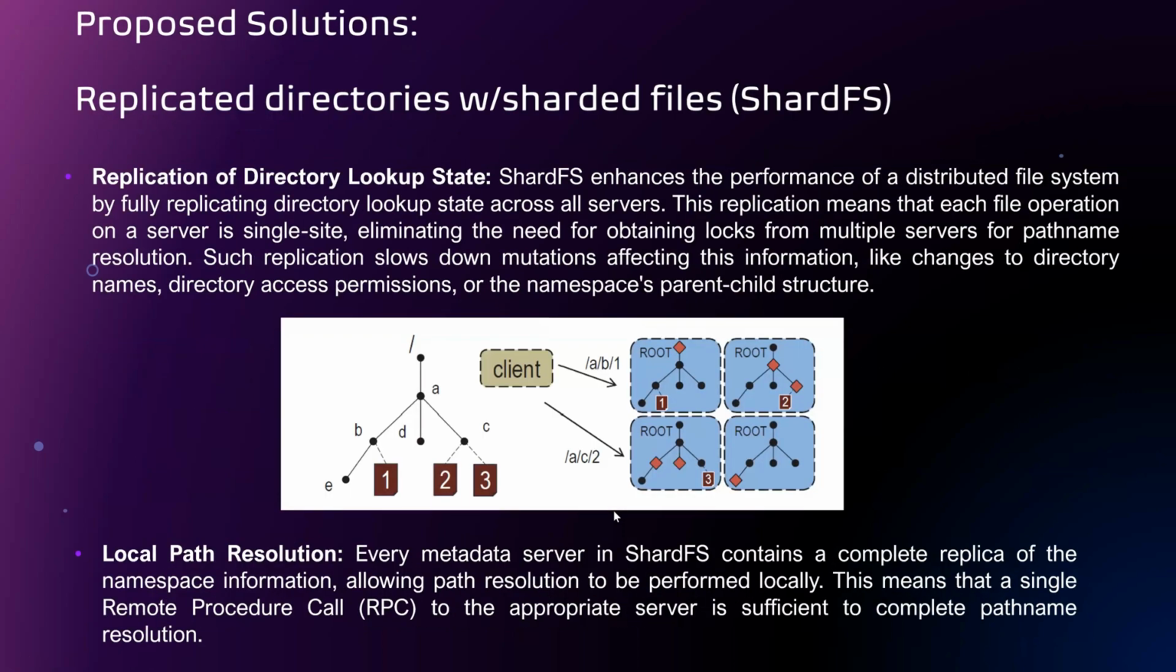So the proposed solutions. After seeing these limitations, there is a better approach which we can work on. We call it ShardFS, which uses replicated directories with sharded files, meaning replication of directory lookup state. ShardFS enhances the performance of a distributed file system by fully replicating directory lookup state across all servers.